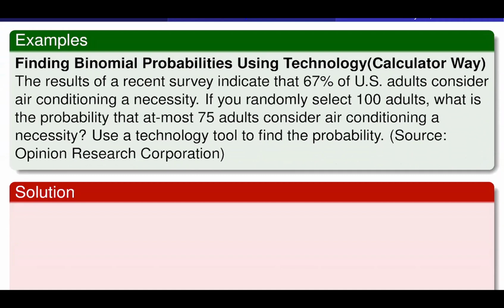So for this one, it says the results of a survey indicate that 67% of US adults consider air conditioning a necessity. If you randomly select 100 adults, what is the probability that at most 75 adults consider air conditioning a necessity? Use technology to find the probability. First thing you want to see is how many people they randomly selected. They randomly selected 100 people.